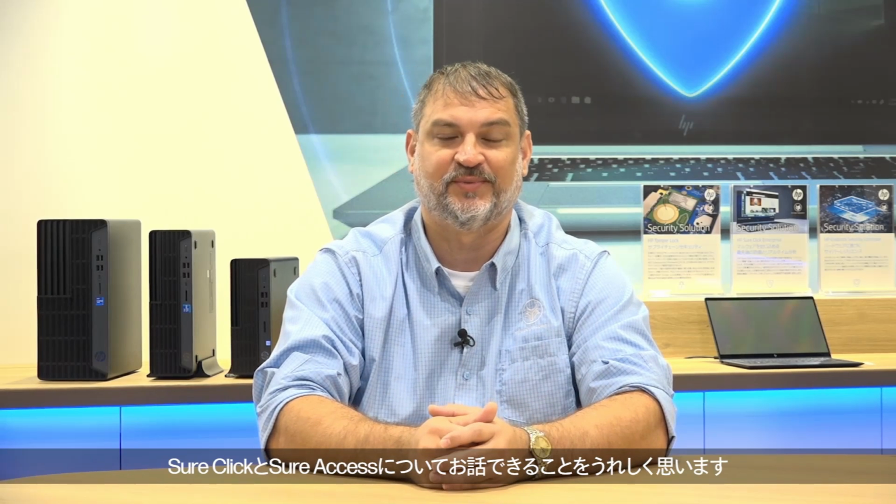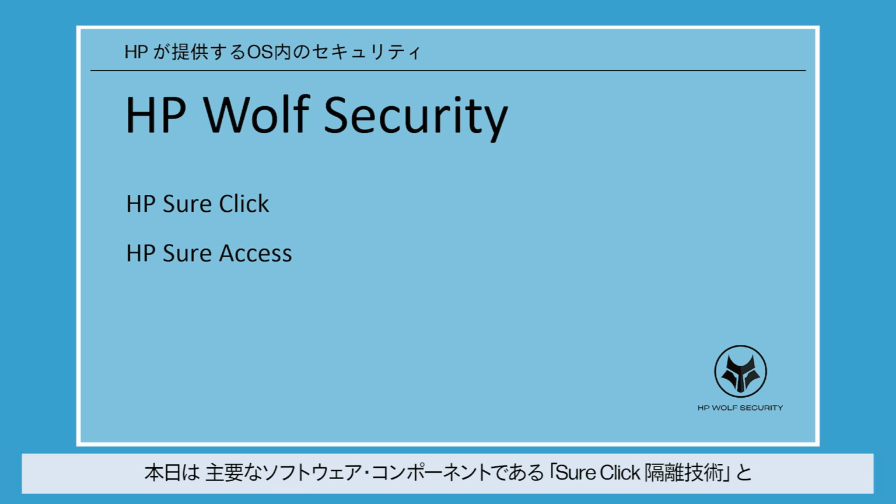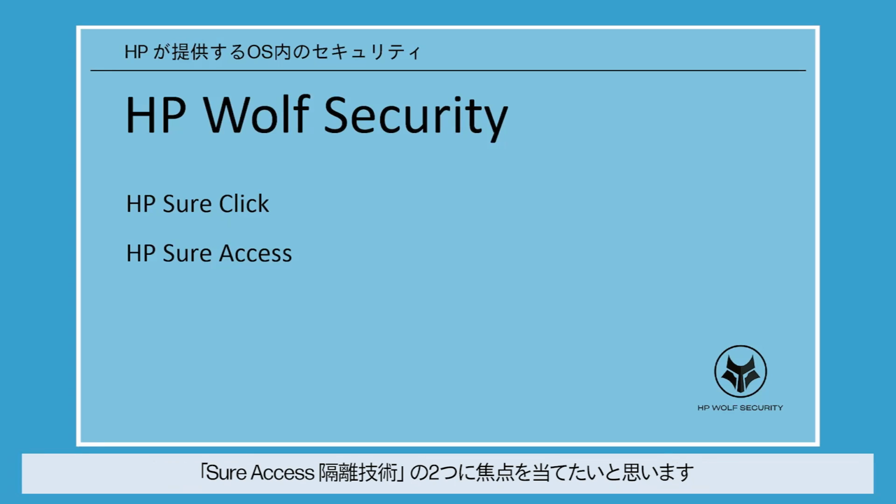Today I'm excited to be able to talk to you about our Wolf security products, specifically our SureClick and our Sure Access line of products that are part of the Wolf security suite. Here at HP, we've made a big investment in our Wolf security brand. And Wolf security is what we use to describe a lot of the different security technologies that make our PCs the most secure. What I want to focus on today is two key security software components, our SureClick isolation technology and our Sure Access isolation technology.